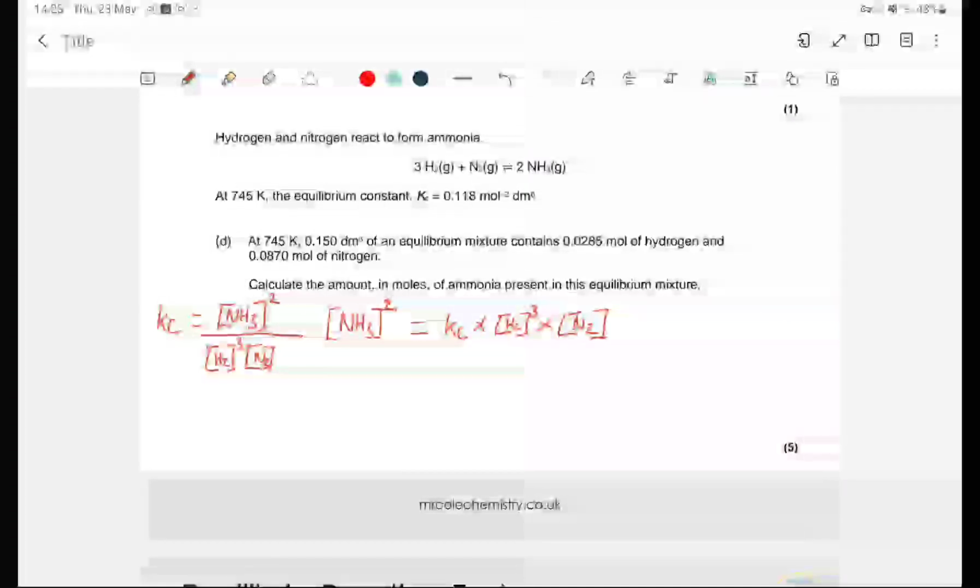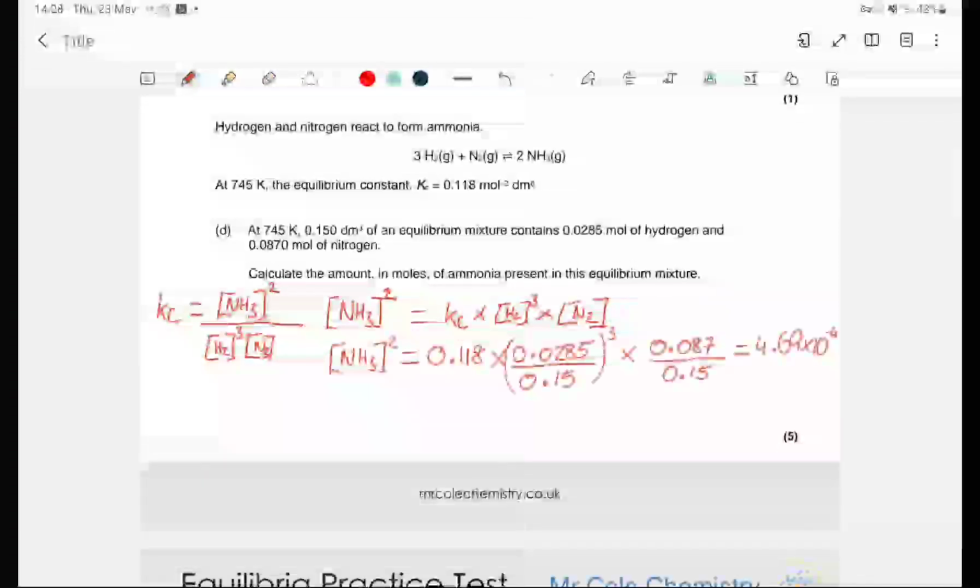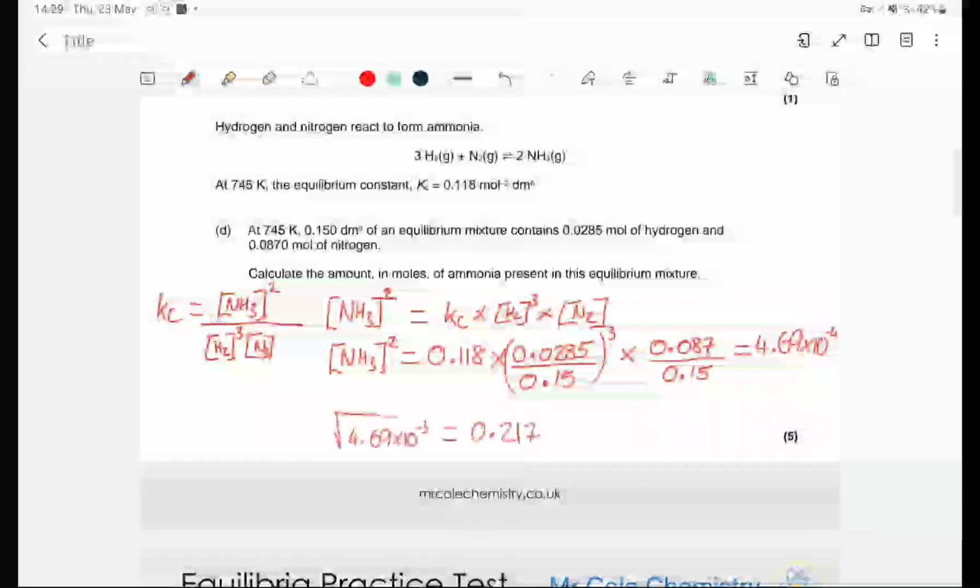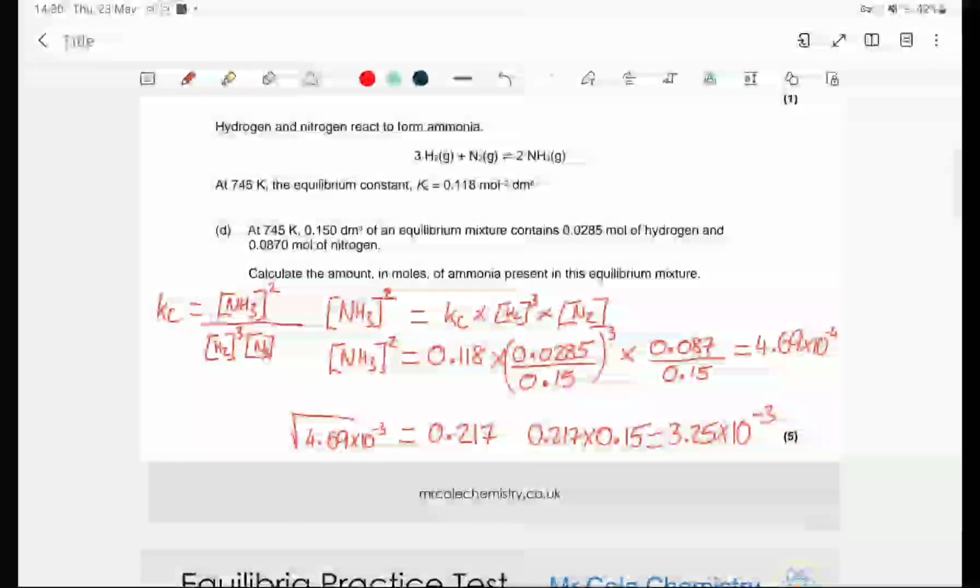Now, of course, we've not been given the concentration of hydrogen or the concentration of nitrogen. We've been given the number of moles, but we've been given the volume as well. So those are relatively easily calculated. So let's work out what ammonia squared is equal to. And now all we have to do is square root that, and that gives us the concentration of ammonia. So we now have the concentration of ammonia. We want to know the moles of ammonia, so concentration times volume will give you the moles. And there you have it, your answer, 3.25 times 10 to the minus 3.